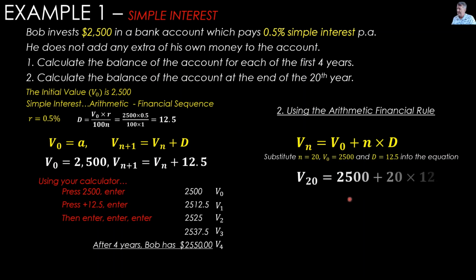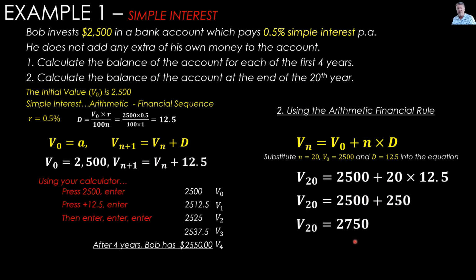Sub it in. There we go. And 20 times 12.5 is, of course, 250. So he has $2,750 in his account after 20 years. Great, nice. Straightforward, simple interest. Let's have a look at Sue now.